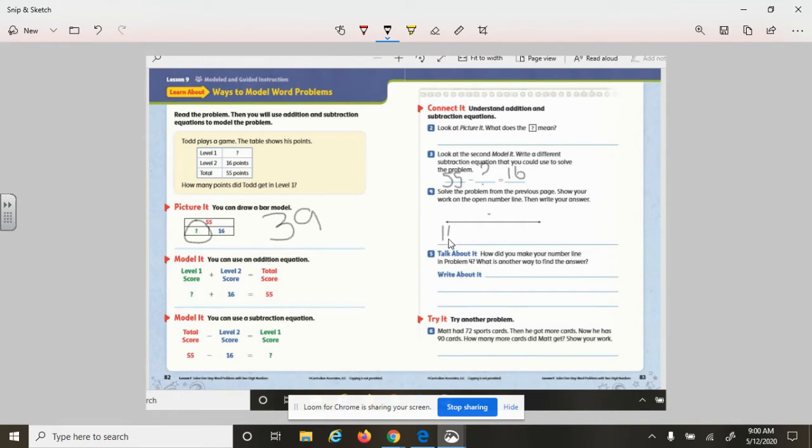I could have 16. I'm trying to count up to 55. And I want to know the change. How many does it take to change 16 points into 55 points? So this time I'm going to count up and I'm going to count the change on top of my number line. So 16 plus 10 is 26.